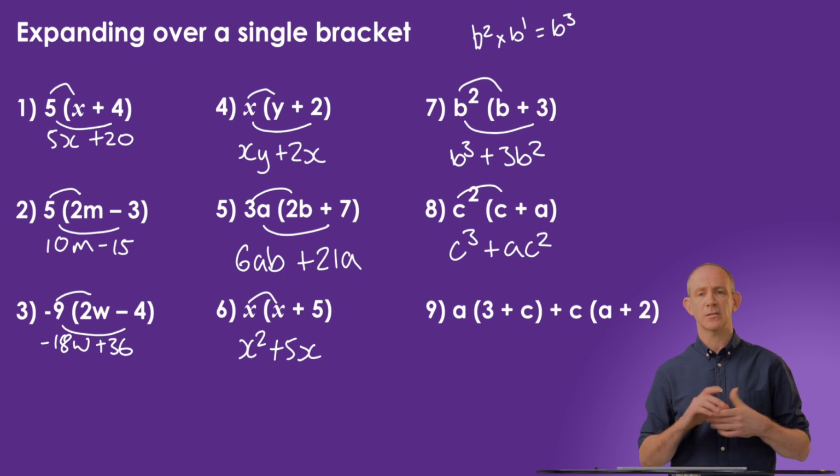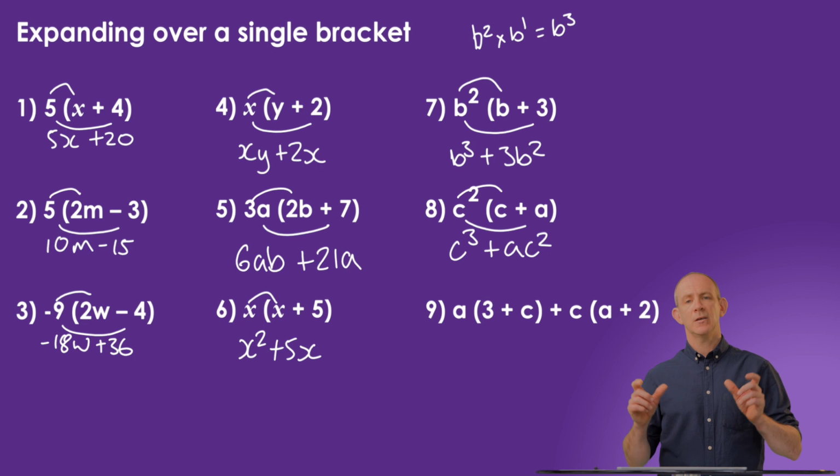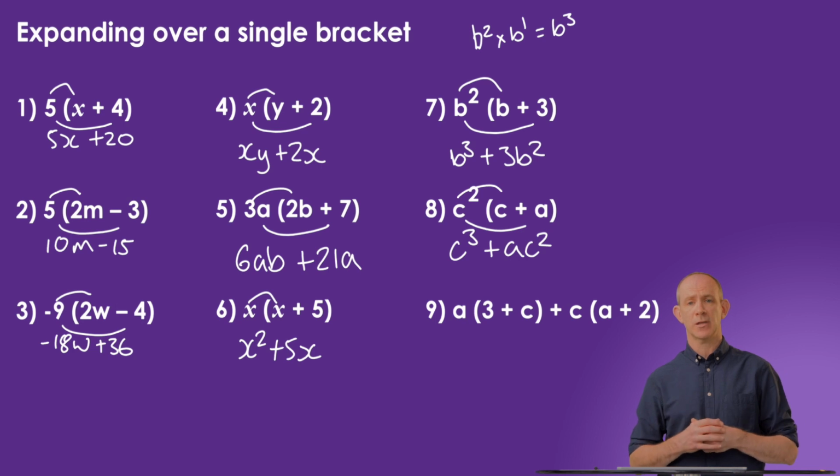So we can write this as c cubed plus ac squared. And finally, we have two sets of brackets. So here we're going to expand the brackets and then simplify all the like terms together.